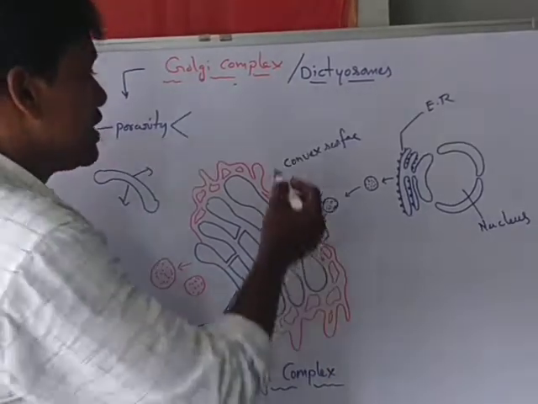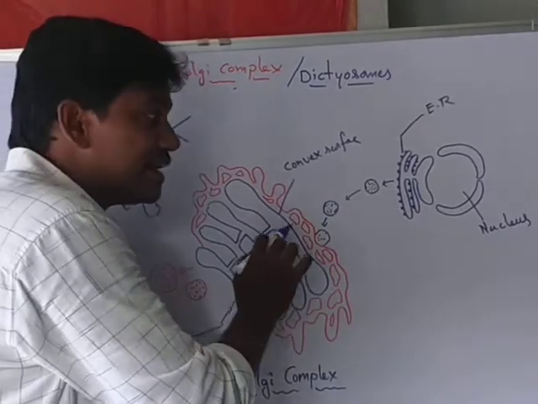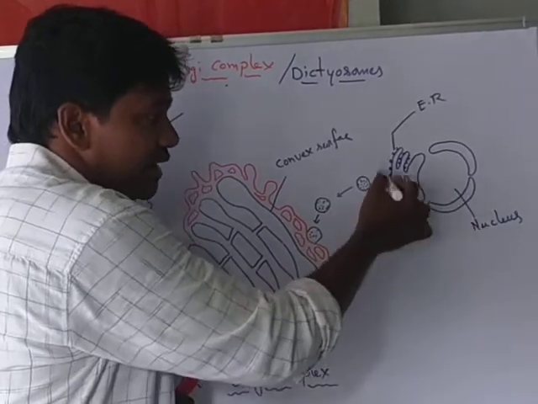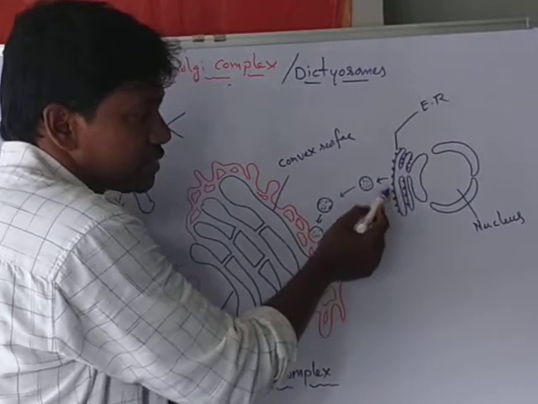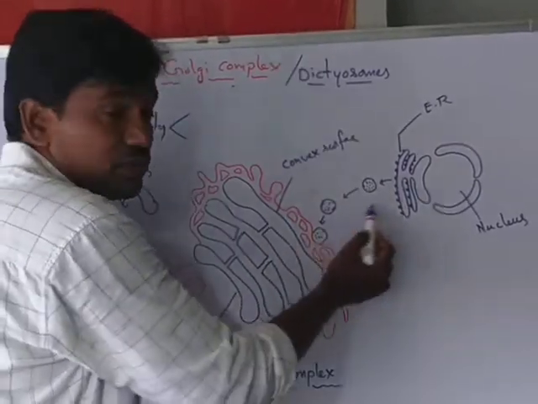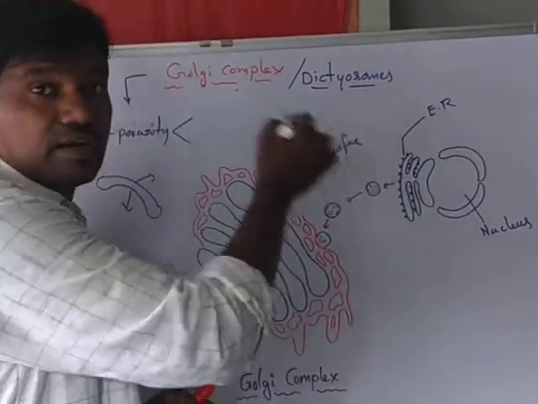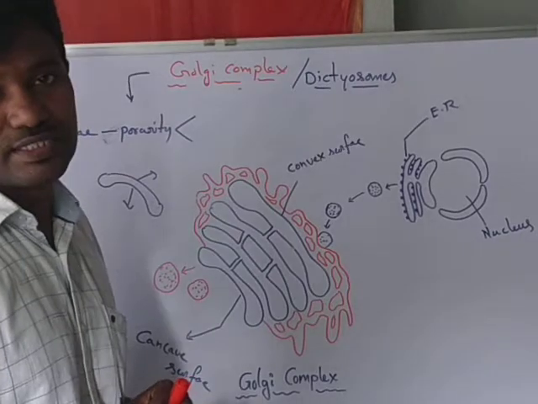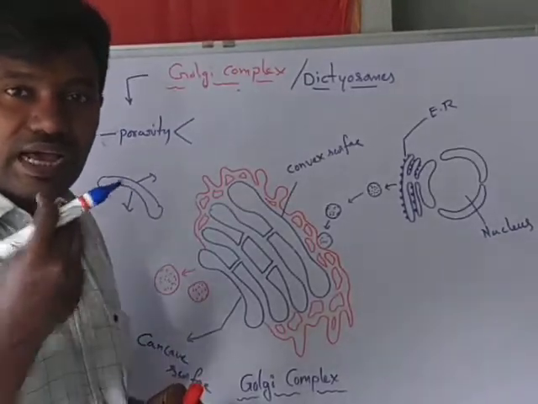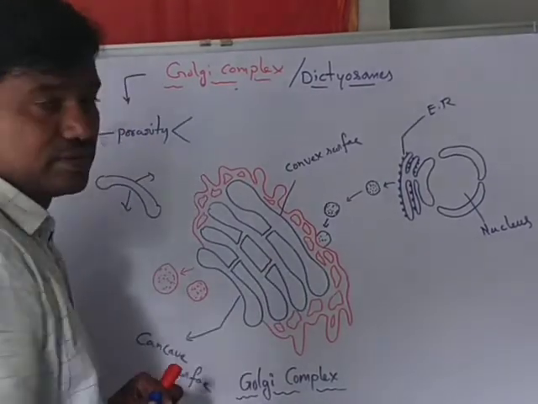The convex surface is generally present near the nucleus and endoplasmic reticulum, towards the endoplasmic reticulum and nucleus, but the concave surface is away from them.